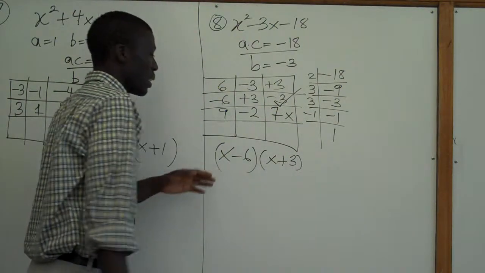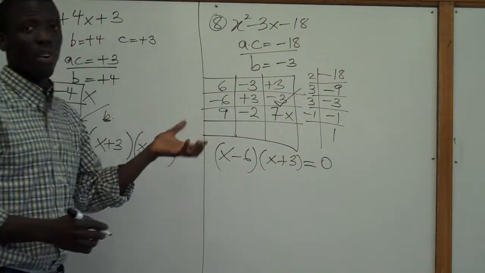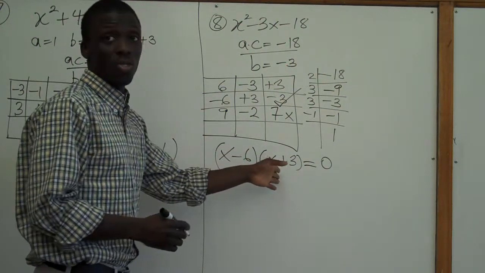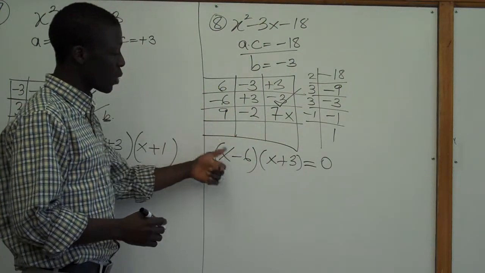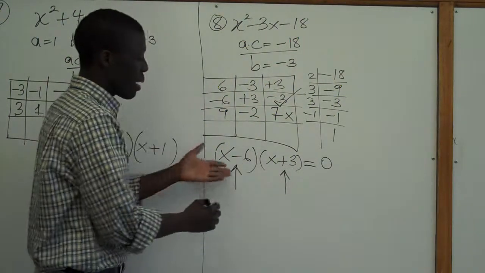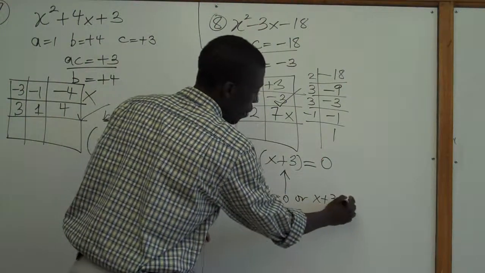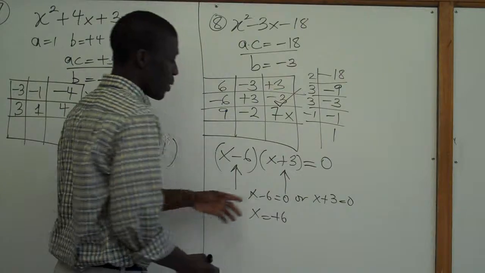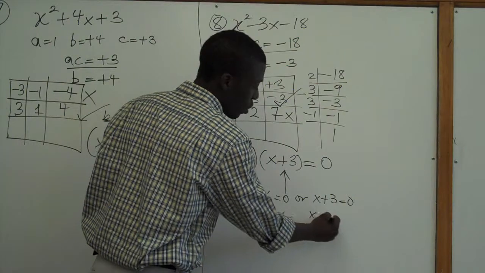Now let me add that if someone was to make this an equation and ask you for the value of x, what you need to remember is that if x minus 6 times x plus 3 gives you 0, then either this is going to be 0 or this is going to be 0. So x minus 6 is equal to 0, or x plus 3 is equal to 0. If x minus 6 is equal to 0, x would be positive 6, because we add 6 to both sides. Or if x plus 3 is equal to 0, x will be equal to minus 3.